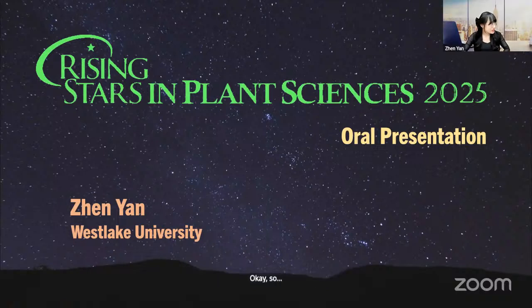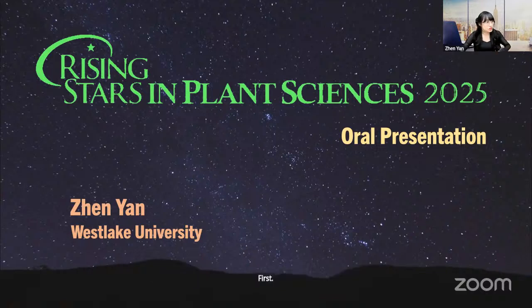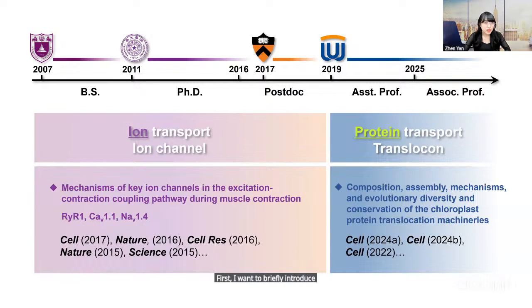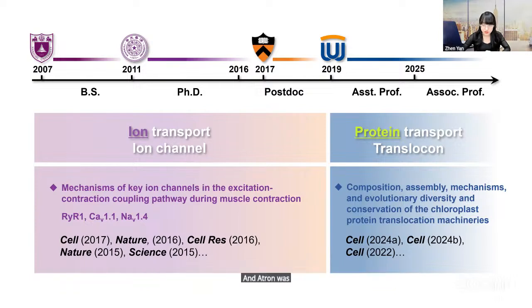Hello, everyone. This is Jun from Westlake University, and it's a great honor to share our work at this 2025 Rising Stars in Plant Sciences presentation. First, I want to briefly introduce myself. I got my bachelor degree from Nanjing University and my PhD from Tsinghua University. Then I worked as a postdoc at Tsinghua University and Princeton University successively, and I joined Westlake University in 2019.